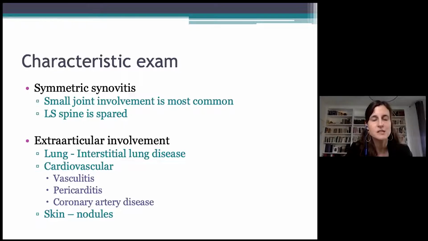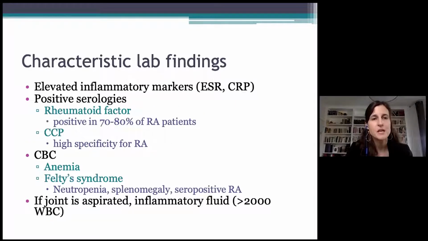In terms of characteristic lab findings, we oftentimes consider elevated inflammatory markers such as ESR and CRP, and positive serology. So everybody knows about the rheumatoid factor. It's positive in about 70 to 80% of RA patients. But the CCP is also something that should be checked if you're concerned about rheumatoid arthritis, as it has a very high specificity for RA. The CBC can be abnormal with an anemia. Generally, an anemia of chronic disease is what we can see.